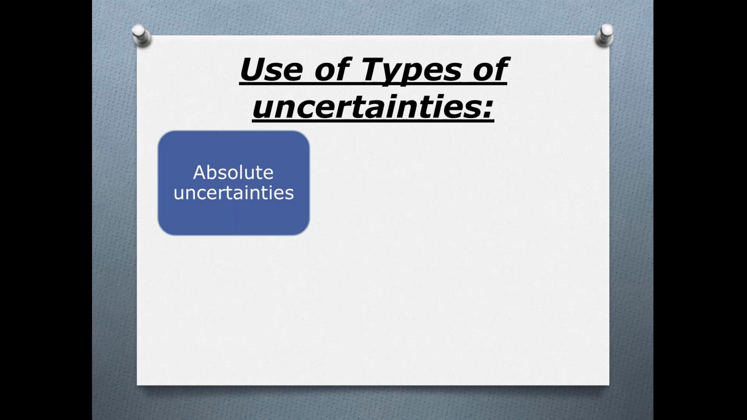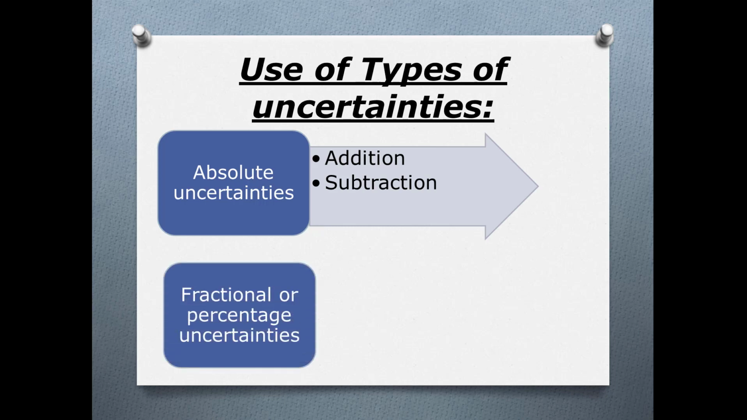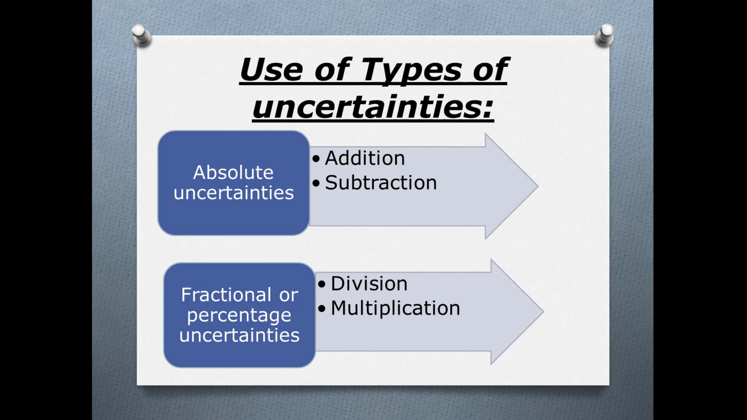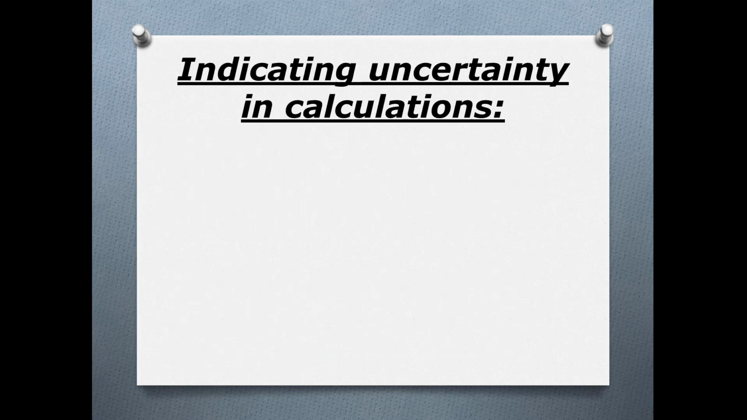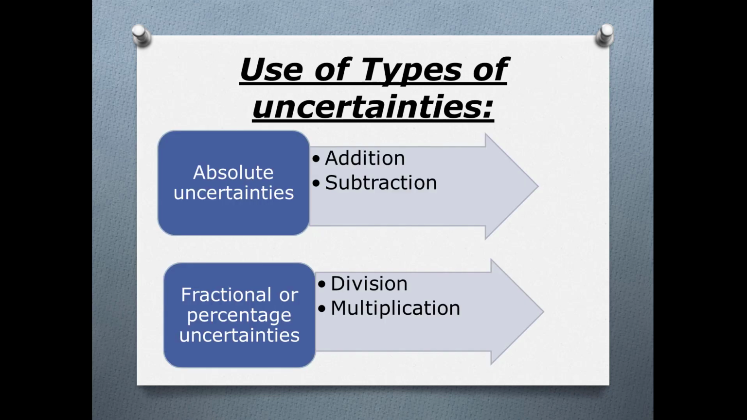Okay, so where are we using these types of uncertainty when making calculations? Keep in mind that absolute uncertainty is used in the questions of addition and subtraction. In addition and subtraction, we are always using absolute uncertainty, simply the least count which is provided with the value. And fractional or percentage uncertainties are used in the questions of division and multiplication. This is an important point to note: in division and multiplication we use fractional or percentage uncertainties, and in addition and subtraction we use absolute uncertainties.